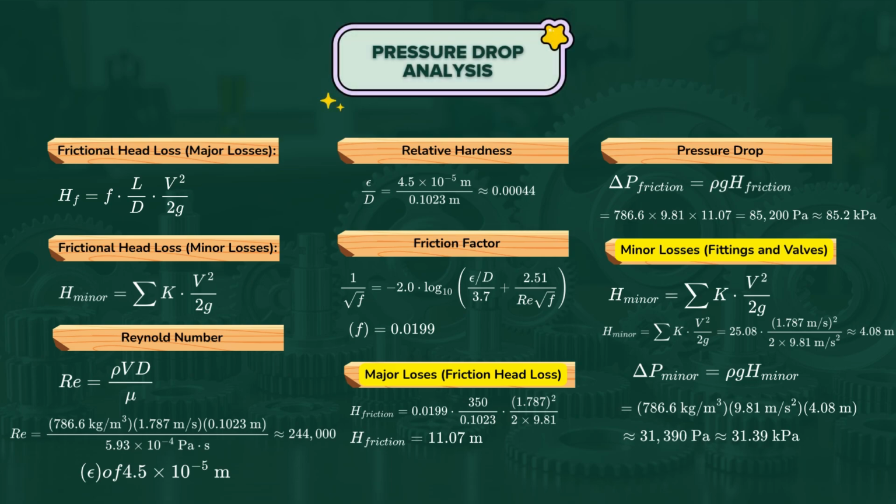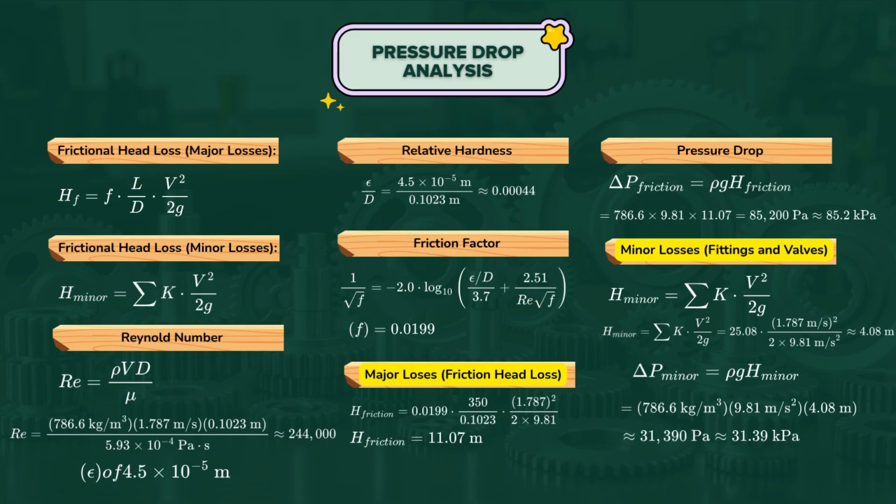Theoretical framework. The total frictional pressure drop across the piping system is derived from the total head loss, which incorporates major losses due to friction along the straight pipe sections and minor losses due to flow disturbance from fittings and valves. The fundamental equations utilized are the Darcy-Weisbach equations. First, frictional head loss, major losses. Second, fittings head loss, minor losses, where f is the Darcy friction factor, L is the pipe length, D is the internal diameter, V is the actual velocity, g is the acceleration due to gravity, 9.81 m/s², and K is the sum of resistance coefficients.